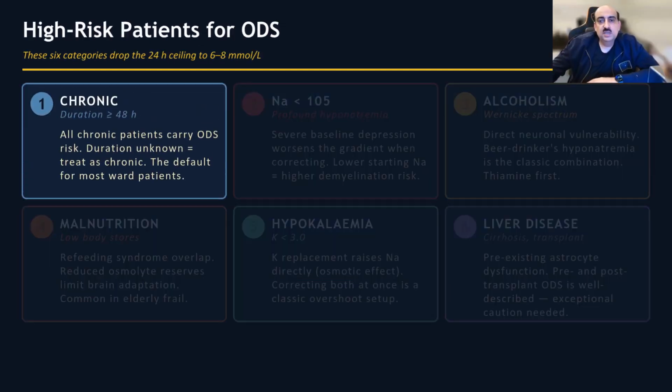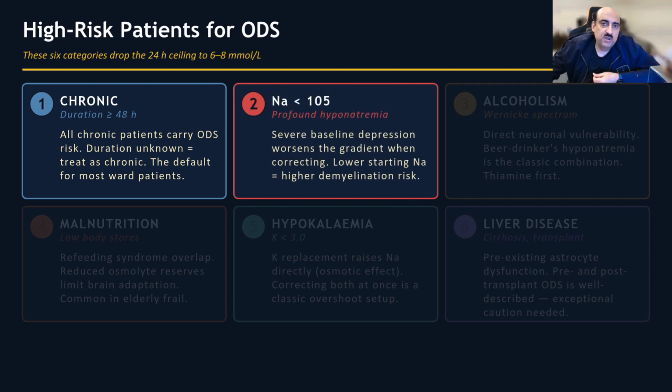Patients at high risk for osmotic demyelination, we've just discussed in the last slide. Number 1, chronic hyponatremia, especially if the duration is more than 48 hours. If you don't know the duration, then assume it's chronic. By default, most of our patients in hospital will be chronic hyponatremia. Number 2, anyone with a profound hyponatremia with sodium of less than 105, then the lower starting sodium means you've got a very large gradient of correction, and that can lead to high risk of demyelination.